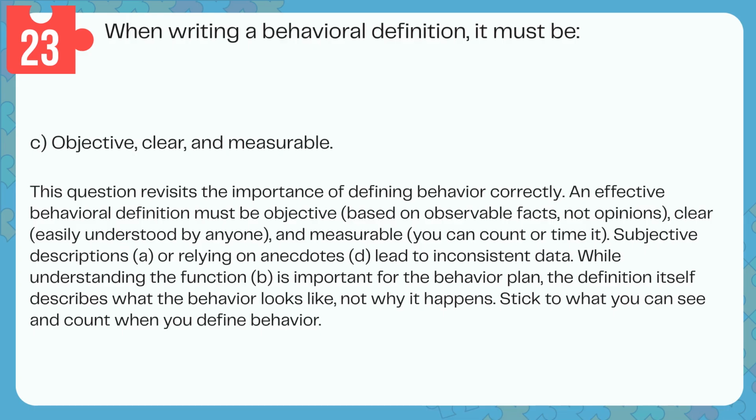Answer: C. Objective, clear, and measurable. This question revisits the importance of defining behavior correctly. An effective behavioral definition must be objective, based on observable facts, not opinions, clear, easily understood by anyone, and measurable, you can count or time it. Subjective descriptions, A, or relying on anecdotes, D, lead to inconsistent data. While understanding the function, B, is important for the behavior plan, the definition itself describes what the behavior looks like, not why it happens. Stick to what you can see and count when you define behavior.